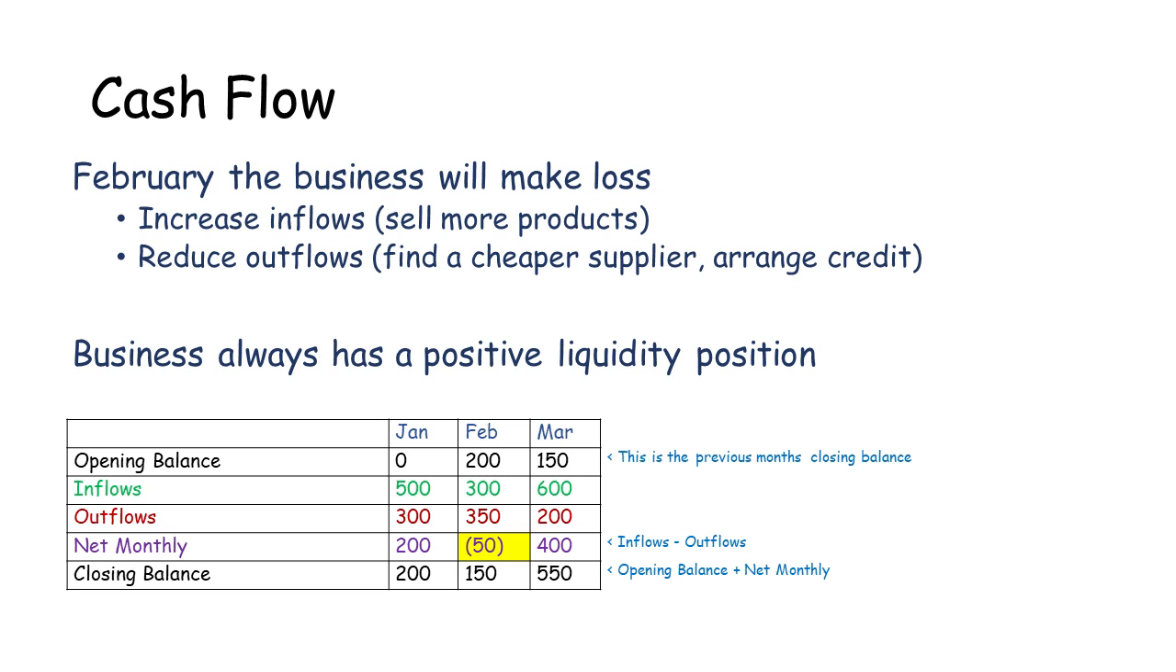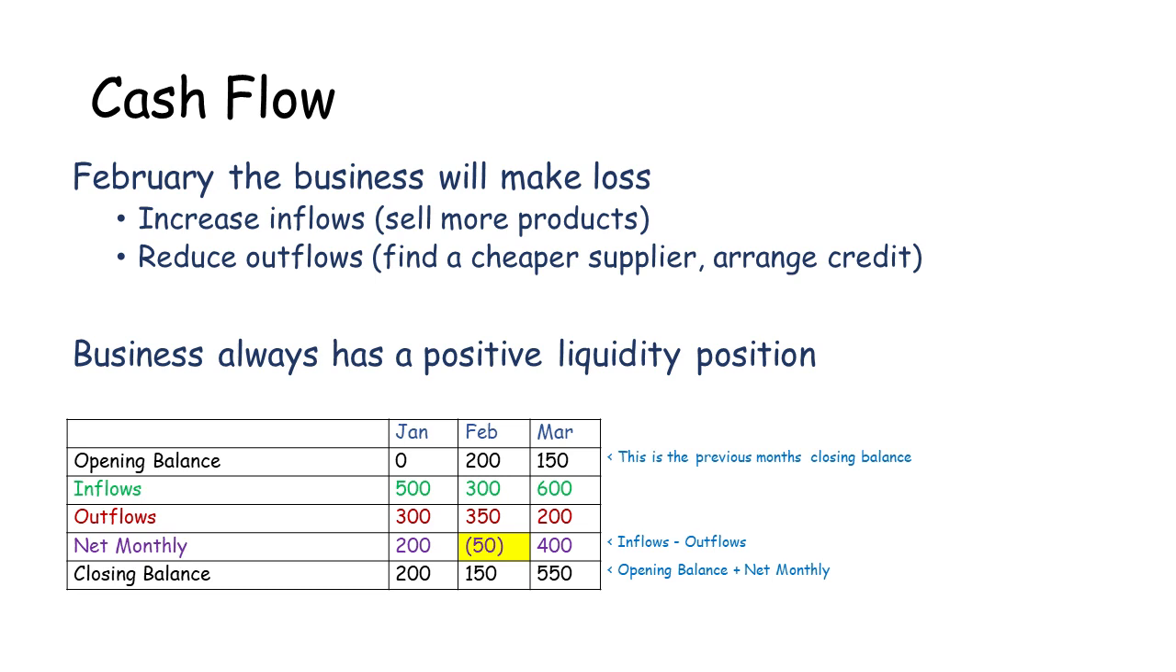Apart from, you will notice the net monthly in February is a negative figure of minus 50. Remember, negatives are always in brackets. So the question you may be asked in an exam is, what could the business do? Or what should it take from the interpretation of the data? Well, it could increase its inflows, i.e. sell more products, or maybe the owner could invest some money, or it could arrange a loan. Or maybe it could look to reduce its outflows, find a cheaper supplier, use less resources, or it could try and arrange credit.